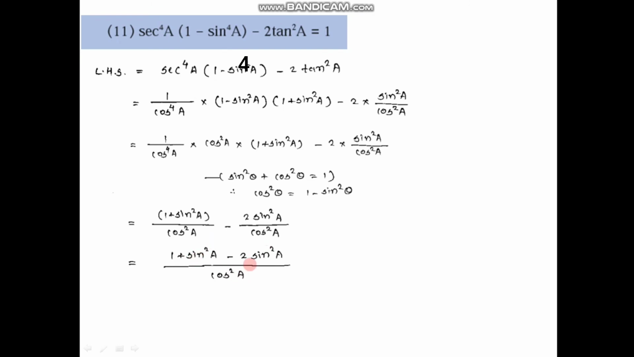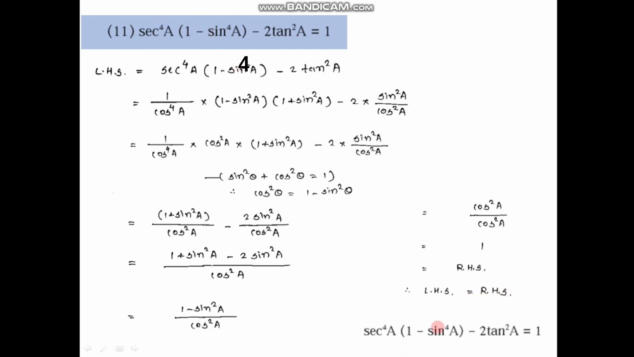Now this sine square a minus 2 sine square a, we will have 1 minus sine square a divided by cos square a as it is. So again here 1 minus sine square a, instead of that we can write cos square a divided by the denominator cos square a as it is. On both the numerators and denominators cos square a will get cancelled to get the result 1, which is the right hand side of the equation. LHS is equal to RHS. So here also we have proved this.